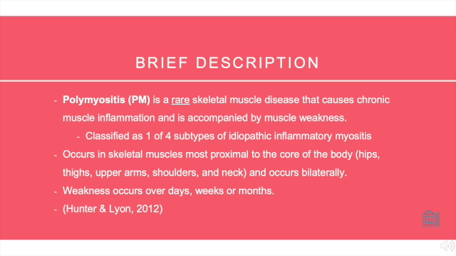This occurs in the skeletal muscles most proximal to the core of the body. This includes the muscles in the hips, thighs, upper arms, shoulders, and the neck. This also occurs bilaterally on the body. The onset of PM can occur over days, weeks, or months.